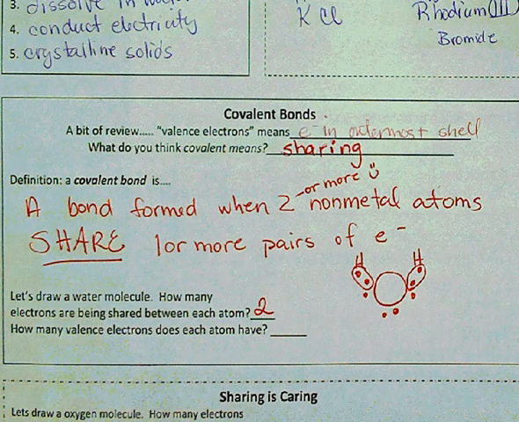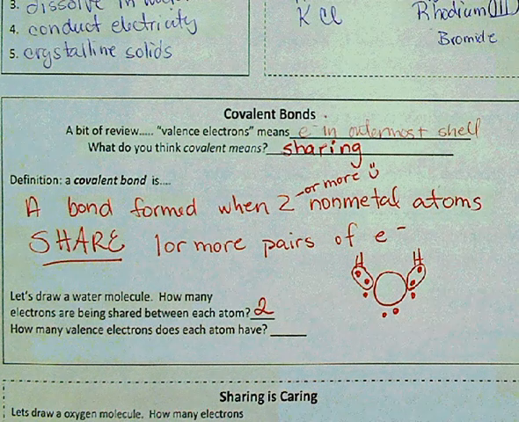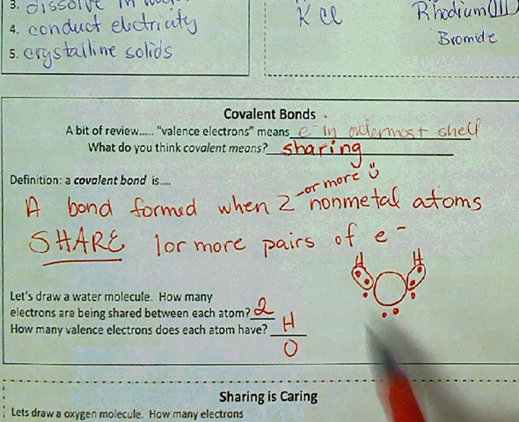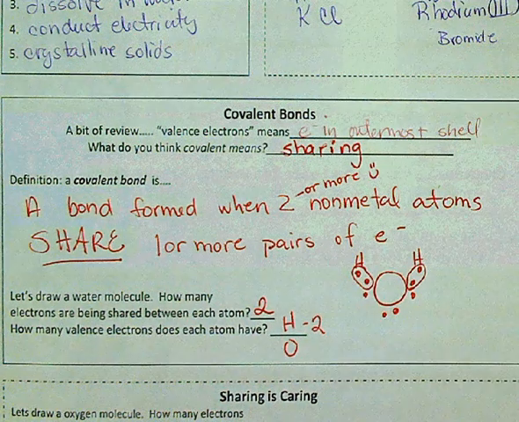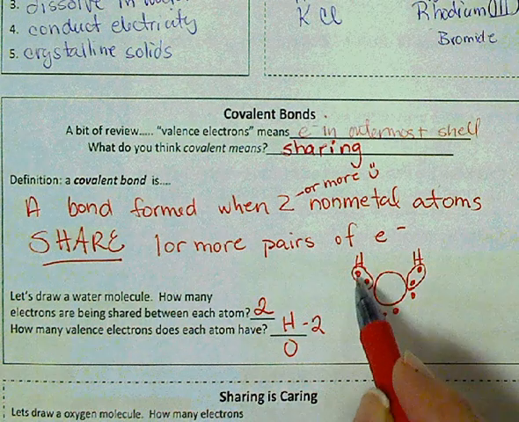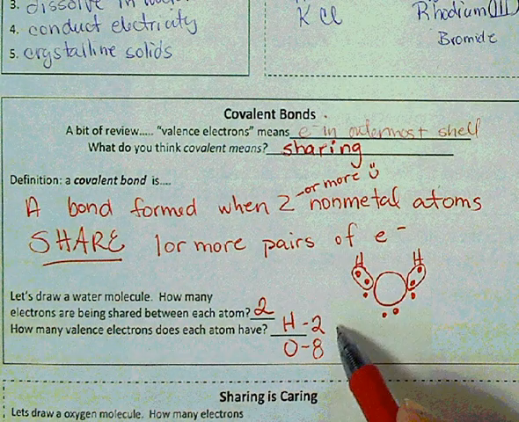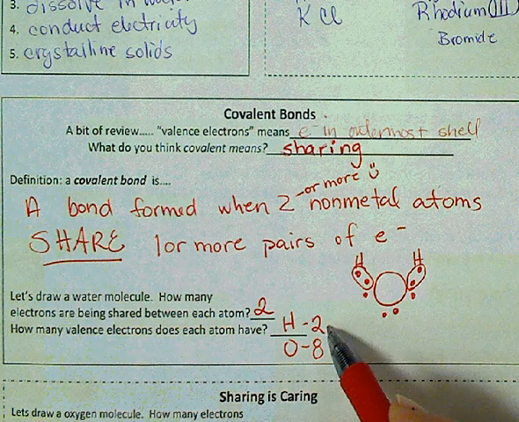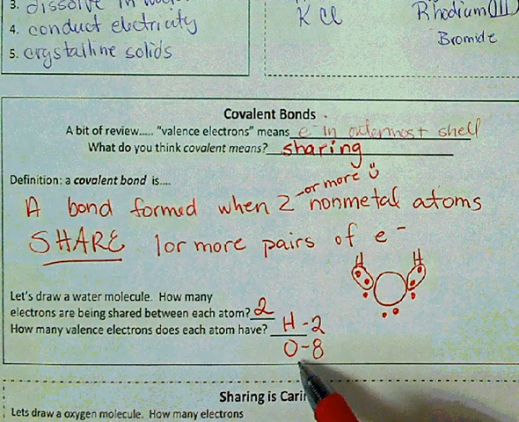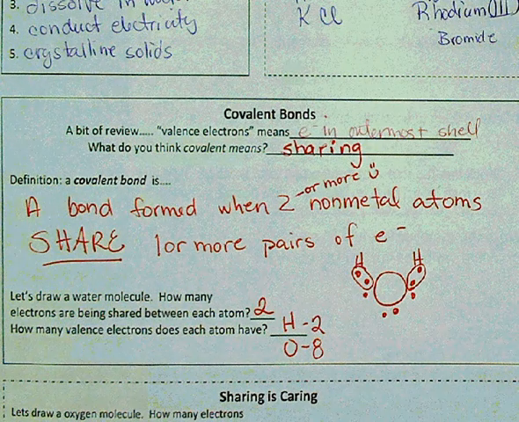How many valence electrons does each atom have? If you take a look at hydrogen, hydrogen now has 2 valence electrons. Oxygen now has 2, 4, 5, 6, 7, 8. In the first energy level, all we need is 2 to make a complete outer shell, so hydrogen is stable. Oxygen has 2 energy levels, and it will need 8 for full valence electrons, so it becomes stable or happy.